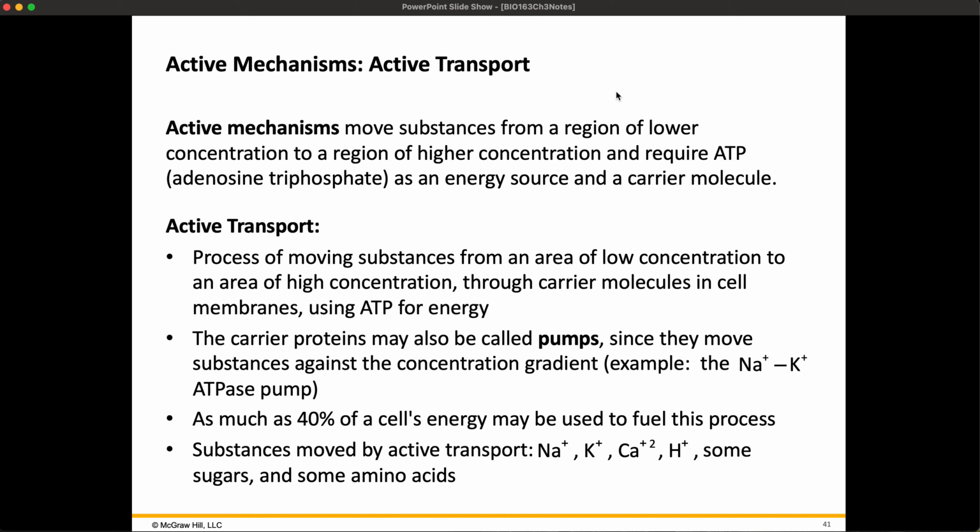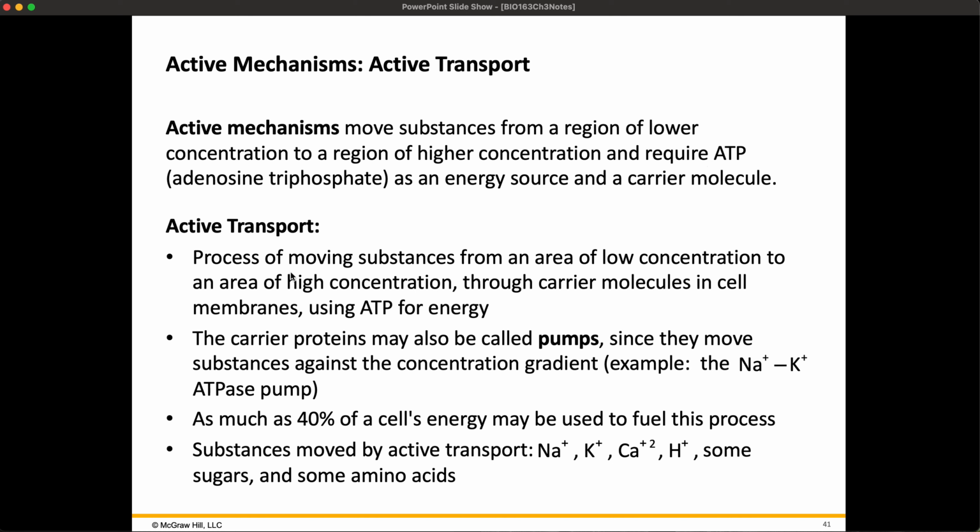Okay, so that was our passive processes. Looking at some active stuff. Active transport moves substances from a region of low concentration to high concentration. So this is opposite from going down its concentration gradient; it's going up its concentration gradient. And that is why they require ATP. They require energy and a carrier molecule. Just remembering that active mechanisms go against their concentration gradient. They require energy and a carrier molecule.